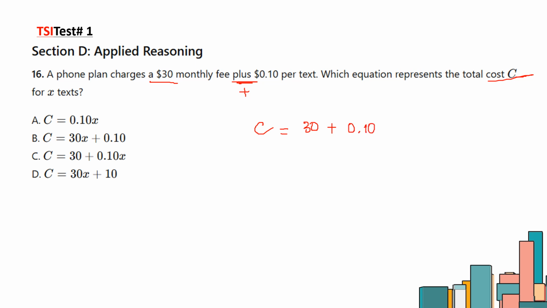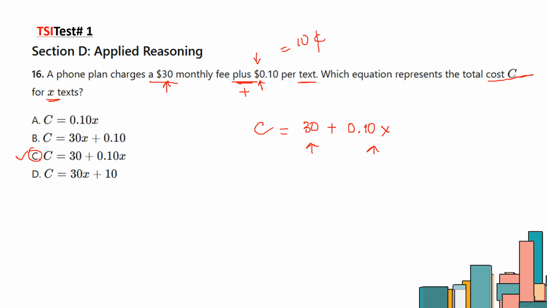10 cents per text. How many texts do we have? x. So we multiply by x. So 30 plus 0.10x. See the correct answer. Remember, be careful: 0.10 dollars is the same as 10 cents, but we have to write it in dollars because the unit here is in dollars as well. So it will be the same unit together.